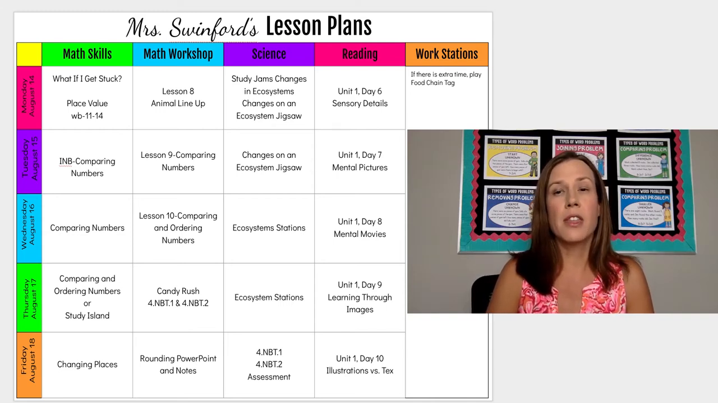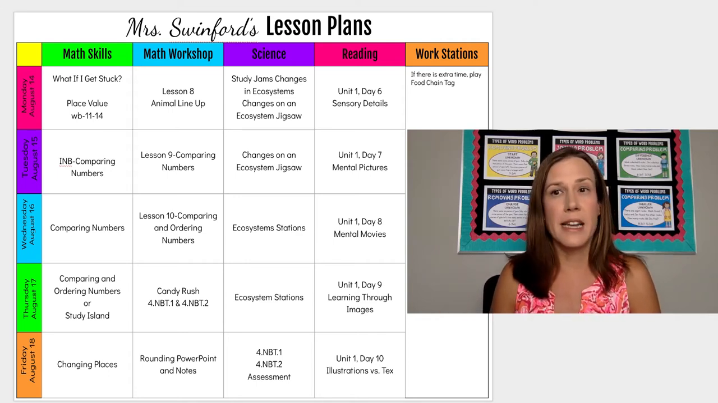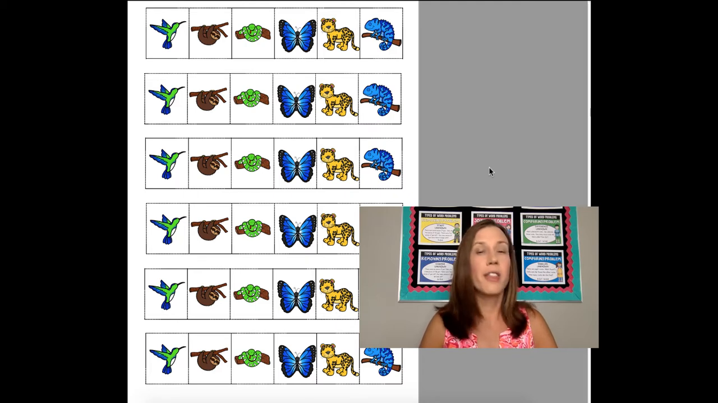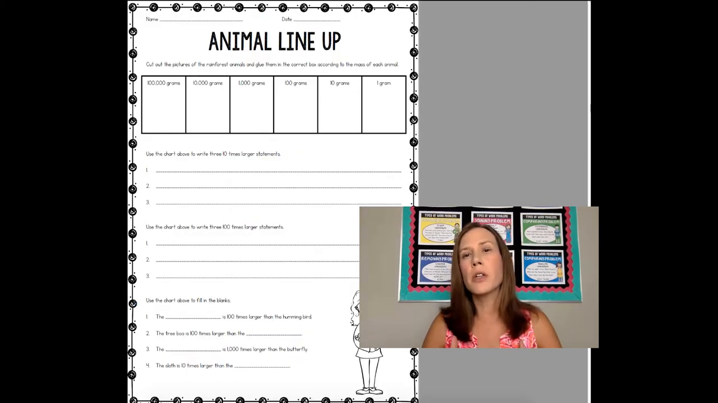We'll go with math and then I'll move into science and then reading, just because that's the flow of my day. So we're going to begin the week with lesson 8. It's called Animal Lineup. Students will receive these pictures of animal cards and they'll cut them out and glue them according to the approximate mass of each animal. And it's pretty obvious which will be what. And then they're going to use this table though to write different 10 times larger statements, 100 times larger statements, as well as just to determine the relative size in comparison with these animals.